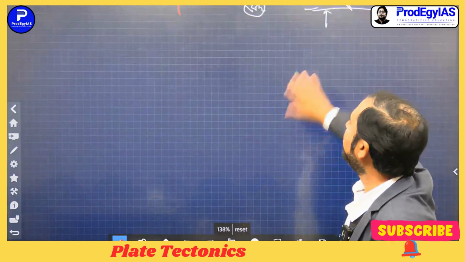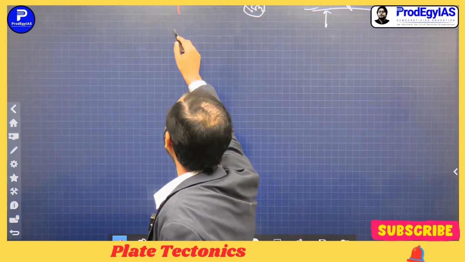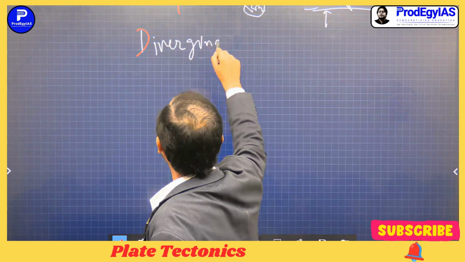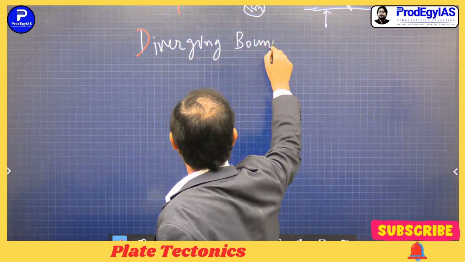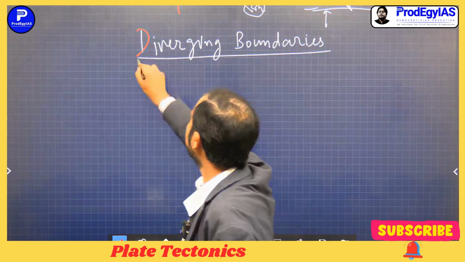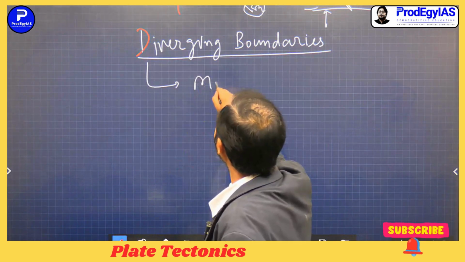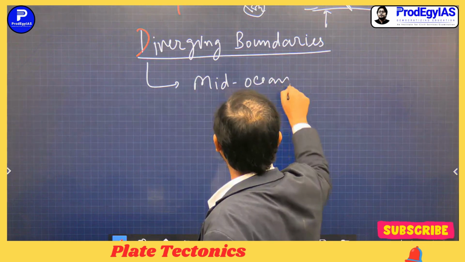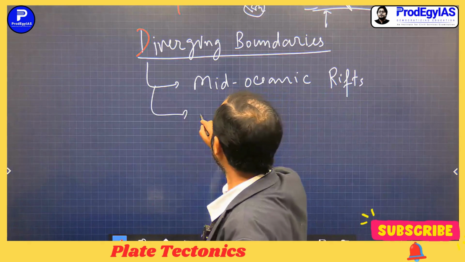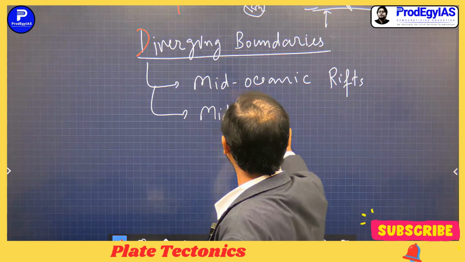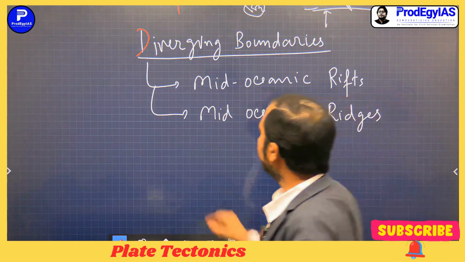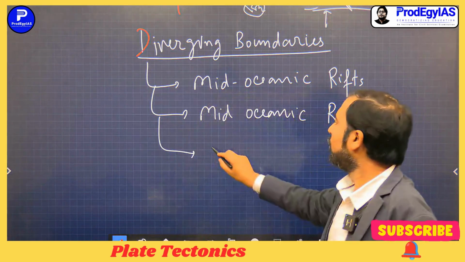After the diverging boundary, along these diverging boundaries, the landforms are mid-oceanic rift, mid-oceanic ridges, and volcanoes.